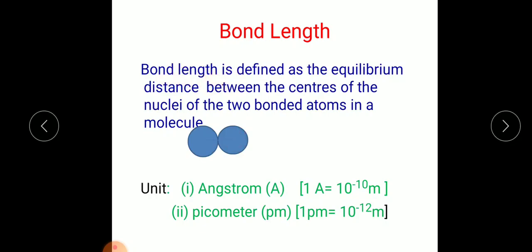The unit for bond length is expressed in Angstrom. Angstrom is written as A with a small circle on top, and 1 Angstrom is equal to 10 to the power minus 10 meter. Another unit of bond length is picometer, written as pm, and 1 picometer is equal to 10 to the power minus 12 meter. So we came to know about the bond length. Bond length is actually the distance between the centers of the nuclei of the two bonded atoms in a molecule.